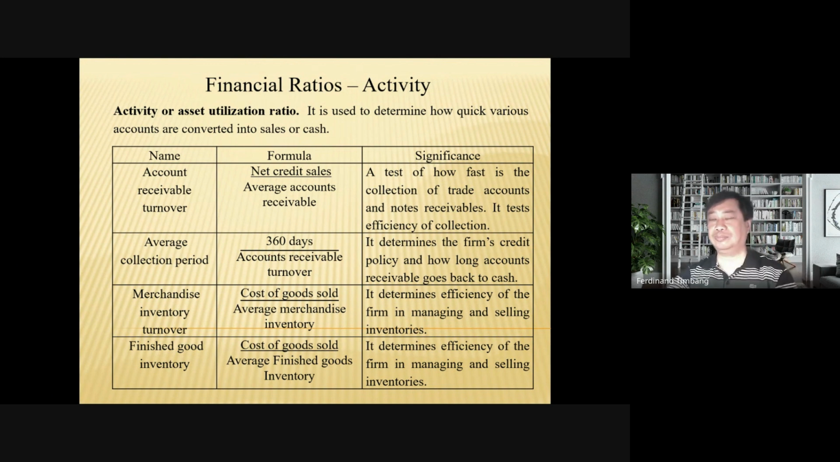Okay, so here we check the accounts receivable turnover. The formula is net credit sales over average accounts receivable. Take note, this is net credit sales. When you see net credit sales, we're talking of sales on account. Ibig sabihin, nagbenta ka ng pautang, hindi yung nagbenta ka ng cash.